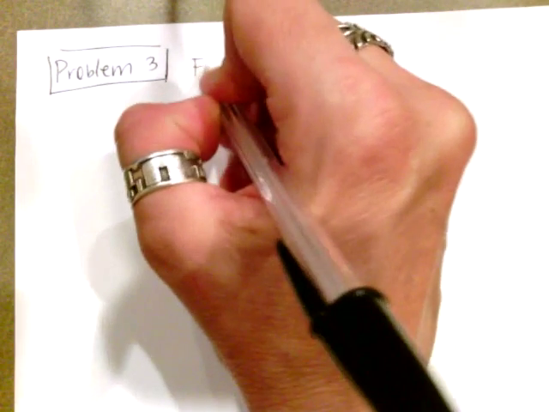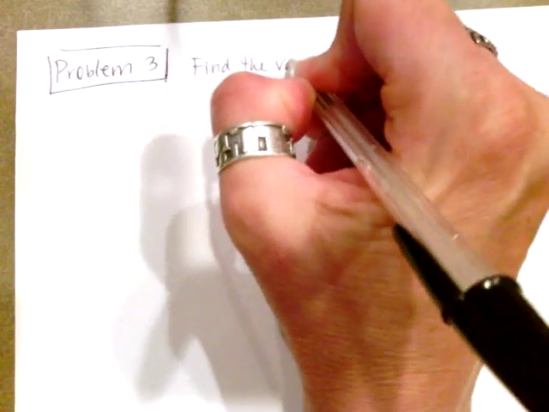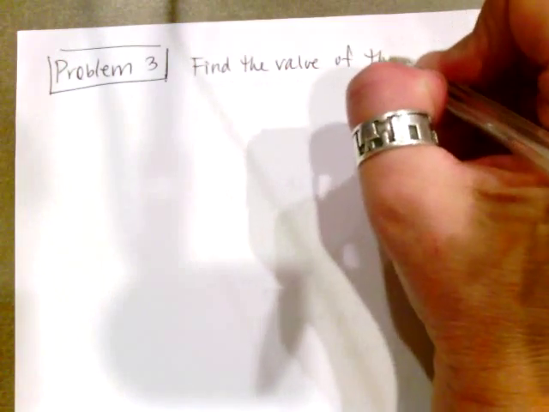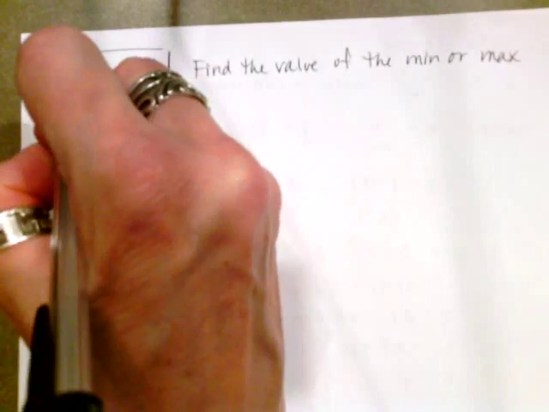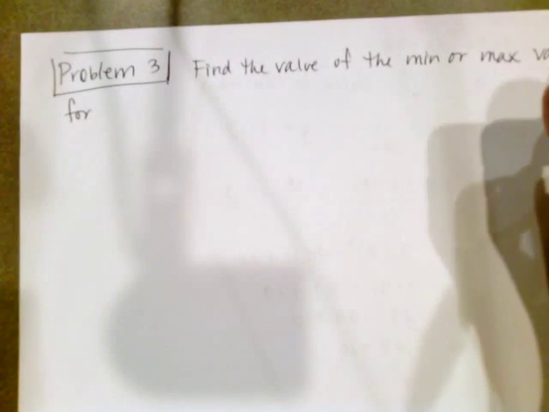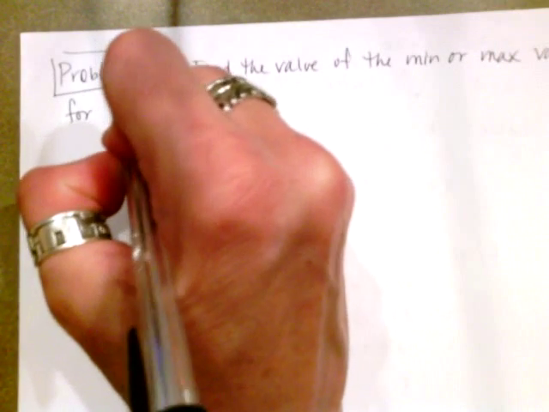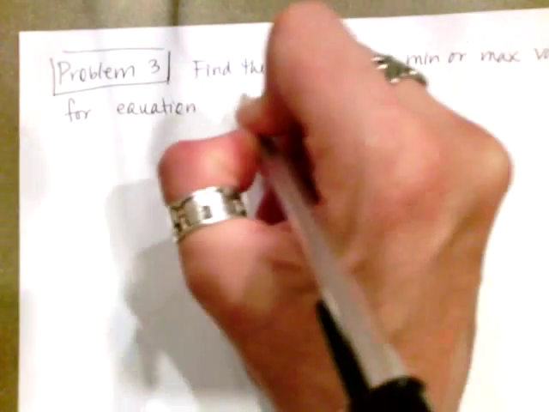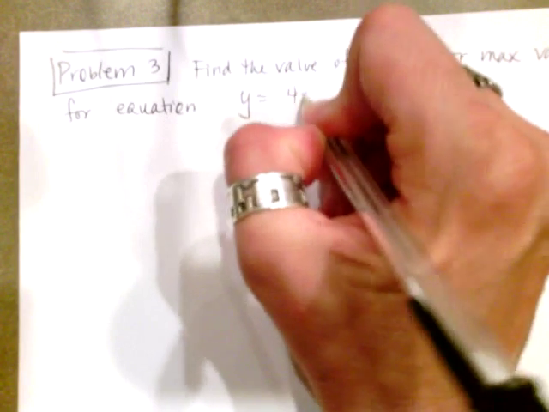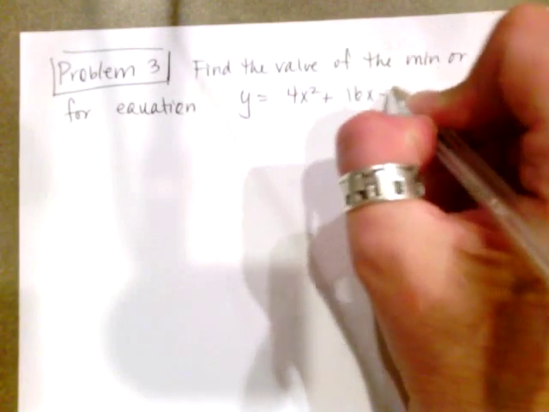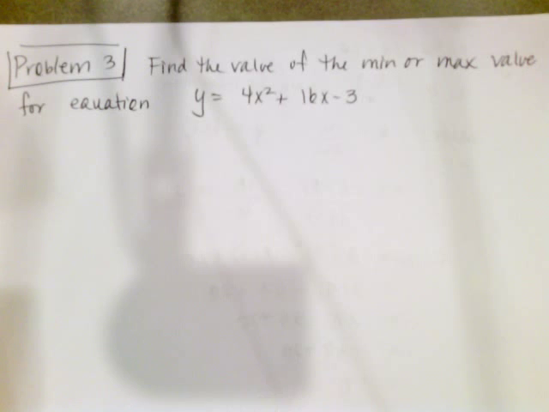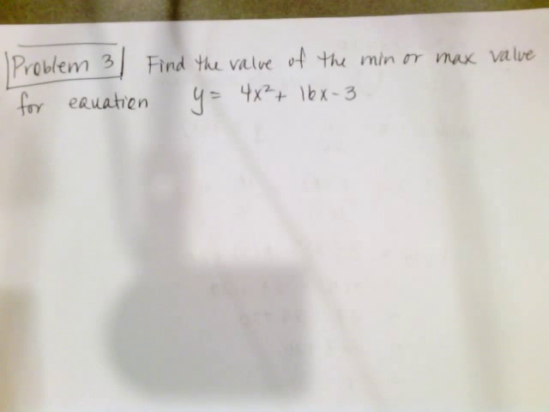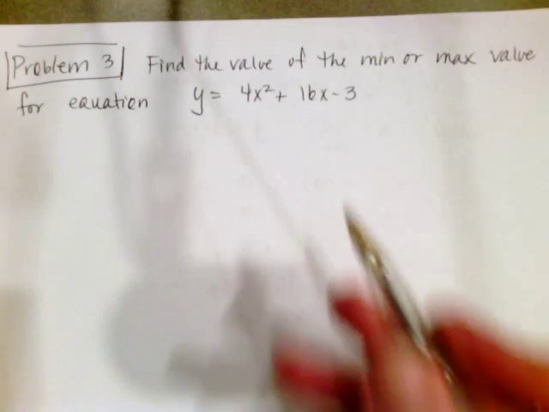So this one wants you to find the value of the minimum or the maximum value, sorry, I forgot a word, for our equation of y is equal to 4x squared plus 16x minus 3. So I want you to find the value, the minimum or the max for the equation y is equal to 4x squared plus 16x minus 3.